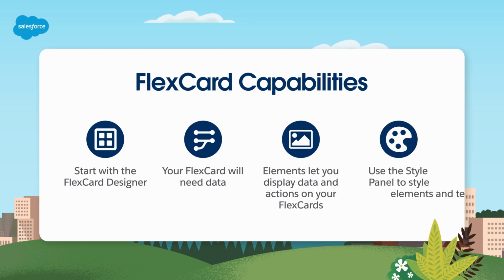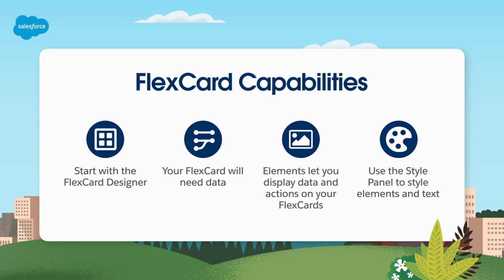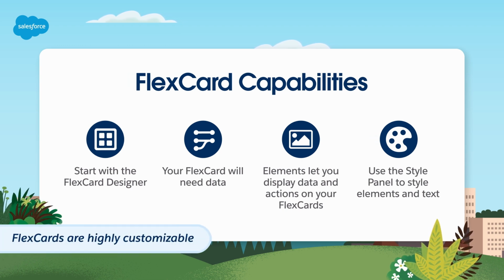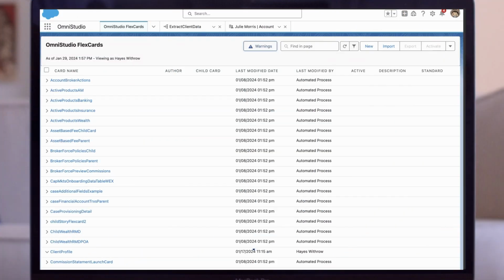Style Panel. Use the Style Panel to style elements and text. Add responsive sizing, change margins and paddings to give your FlexCards a clean, organized look. As you can see, FlexCards are highly customizable, and once you've activated them, you can publish them to a Lightning or Experience page. Let's build a FlexCard to create a profile that highlights important details for a person account.